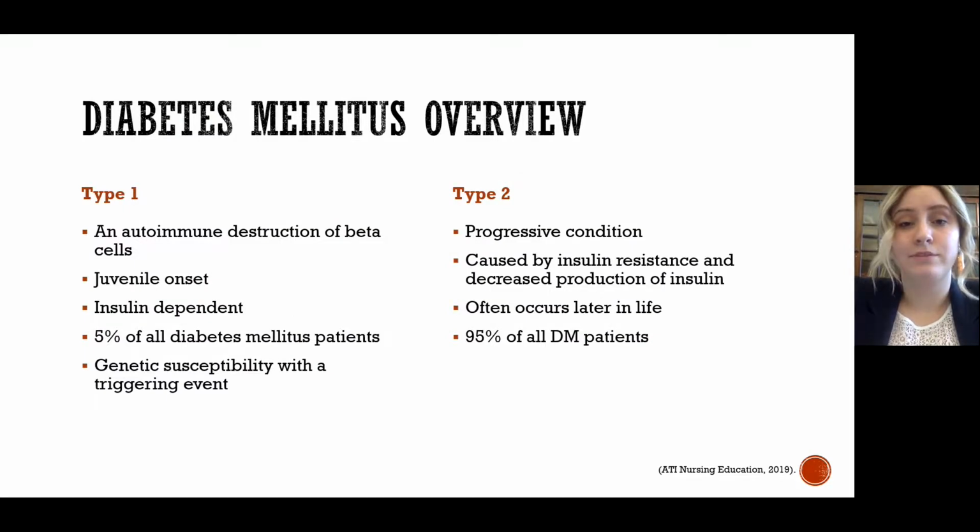At a glance, there are some differences between type 1 and type 2 diabetes mellitus. Type 1, there's an autoimmune destruction of beta cells. Usually, it's juvenile in onset, it's insulin dependent, and only about 5% of all diabetes mellitus patients have type 1. The main thing to understand here is that there's a genetic susceptibility with a triggering event in type 1. In type 2, it is a progressive condition caused by insulin resistance and decreased production of insulin, often occurs later in life, and usually about 95% of all diabetes mellitus patients have type 2.